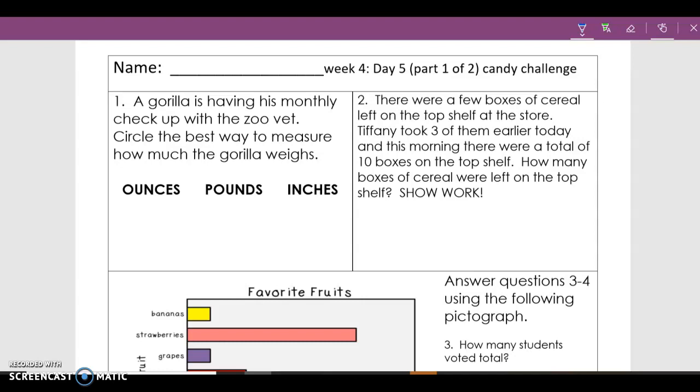A gorilla is having a monthly checkup with the zoo vet. Circle the best way to measure how much the gorilla weighs. Well, since we're talking about weight, we definitely don't want it in inches, so the best answer would be pounds.